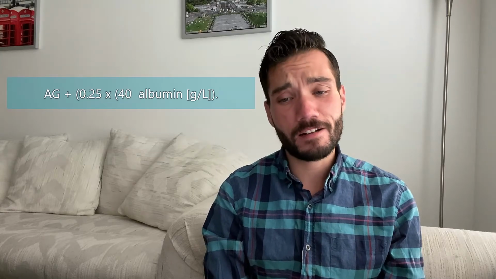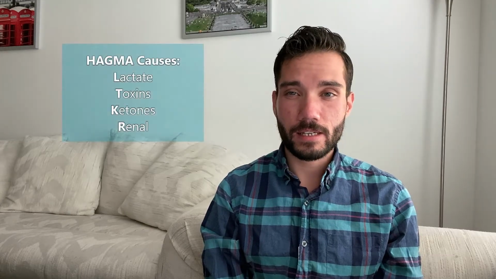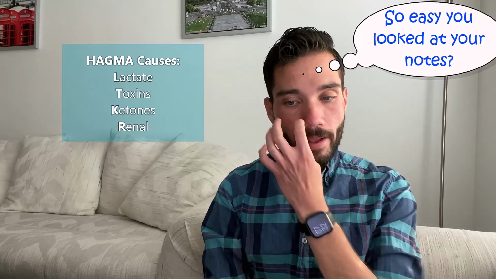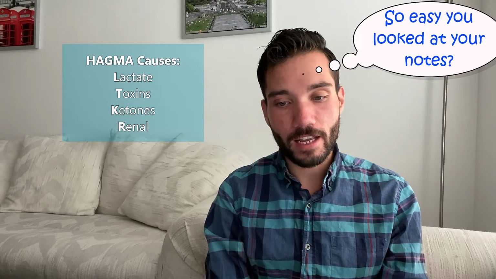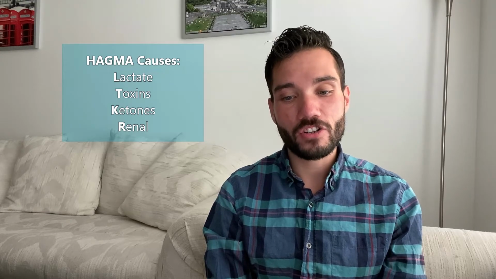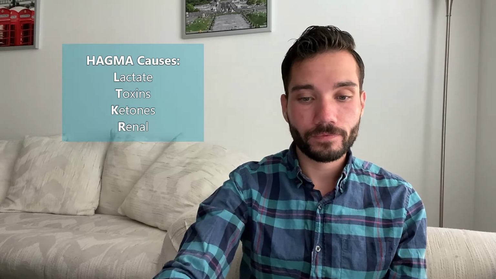There are tons of mnemonics out there for the cause of a high anion gap metabolic acidosis. However, they're only helpful if you can remember them. The mnemonic I use, which is very easy and simplifies this, is the LTKR. Each of these causes increase the anion gap either by accumulation of their organic acids or impaired hydrogen ion excretion.